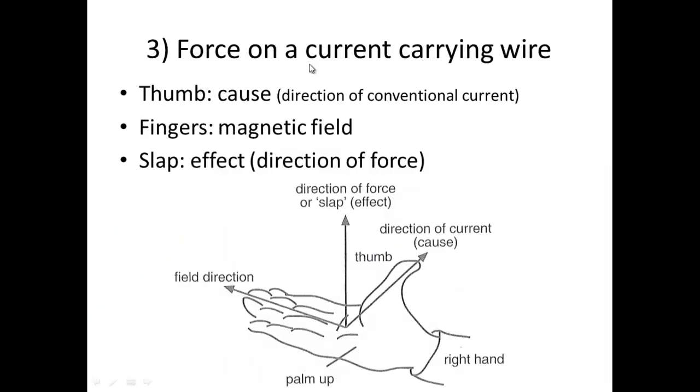The third rule is the forces on a current carrying wire, which is what we need to look at for this question. Our thumb is the cause, which is the direction of the current. Our fingers are the magnetic field lines, and our force is a slap.